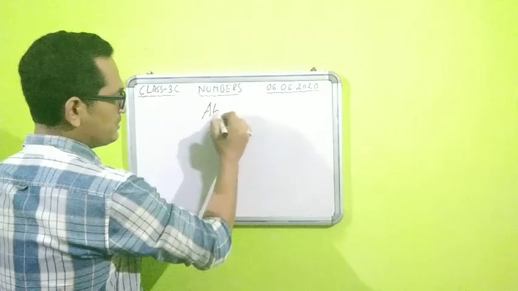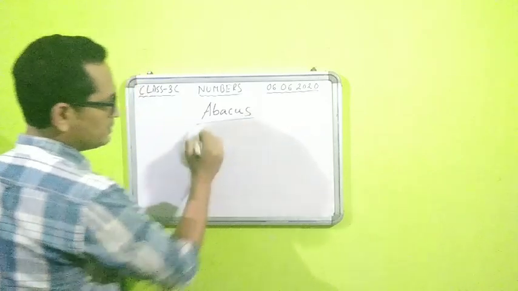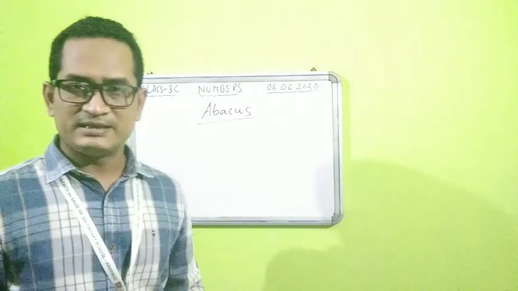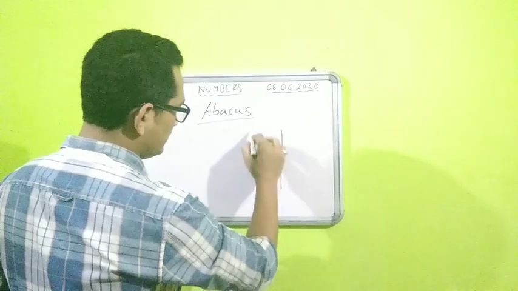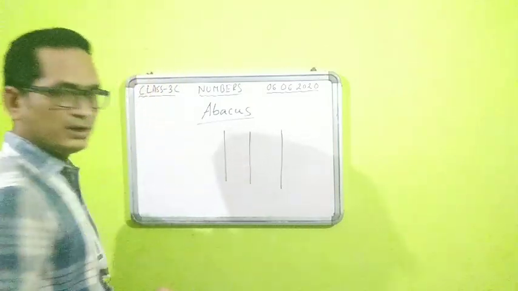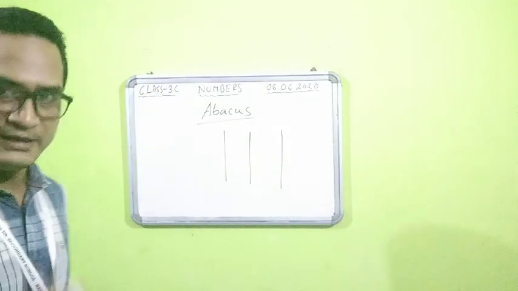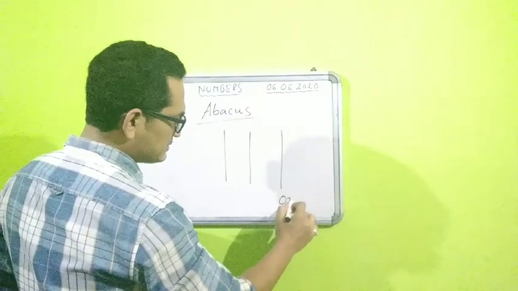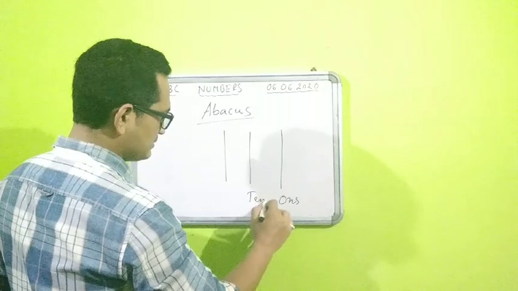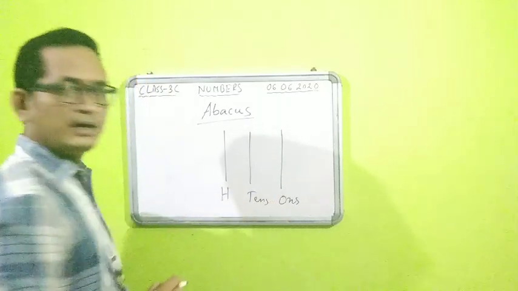Fine. So students, I think you know about the abacus. I think most of you have seen what an abacus is. Fine. So in an abacus, suppose we used to do what? We used to put beads there. Fine. Small beads. So suppose here this is ones place, this is tens, and this is suppose hundreds.